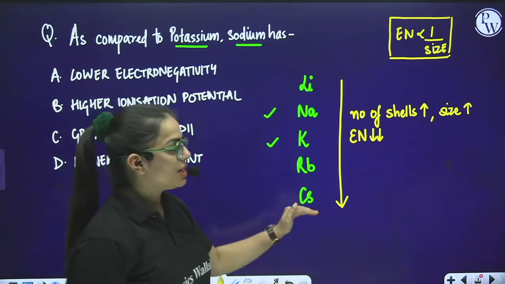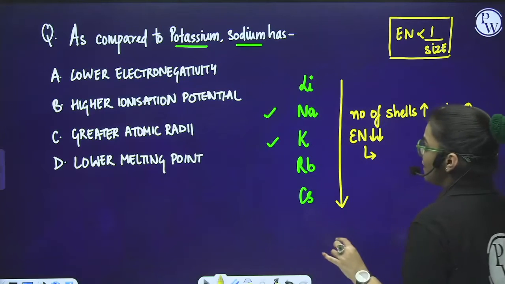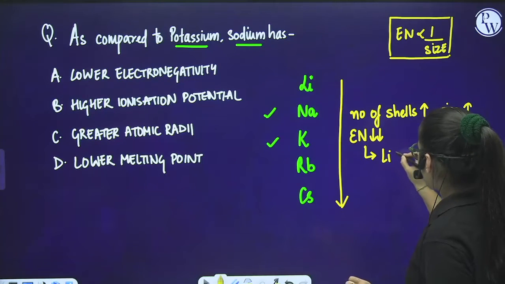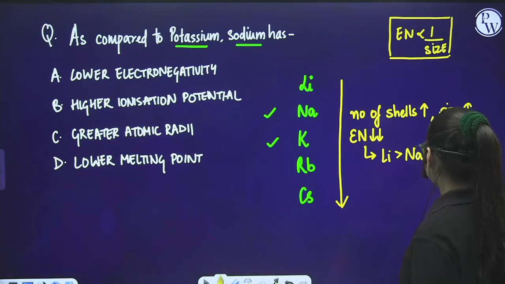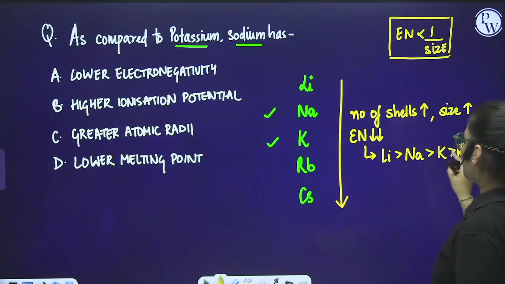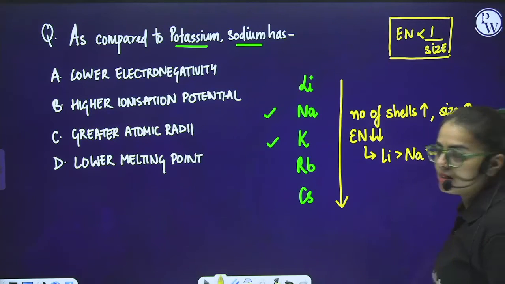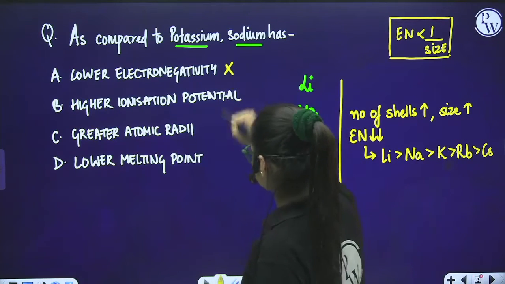That means if electronegativity is going to decrease, what is the order for electronegativity? Right, lithium will have the highest, then sodium, then potassium, then rubidium, and then cesium, right? Because this is going to be the order. Now we are comparing potassium and sodium. So sodium has higher electronegativity than potassium, so this is the incorrect statement.